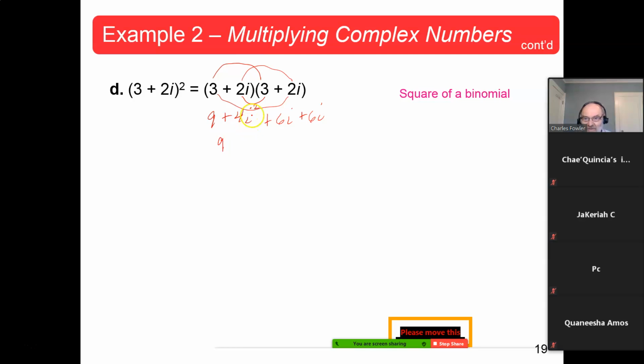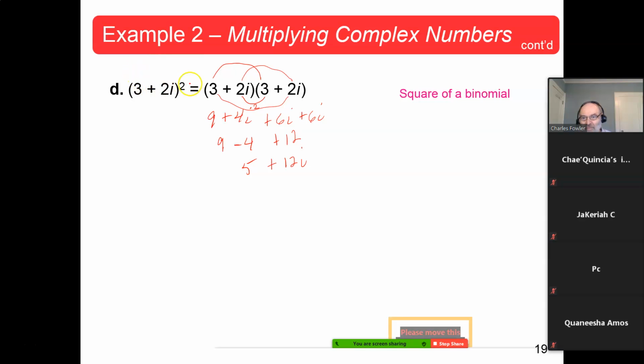Okay. Because i squared is a minus 1, plus 4 times minus 1 would be a minus 4, and then you have plus 12i. So this would be 5 plus 12i. Now, there's nothing really magic here, but there's a simpler way to do it.